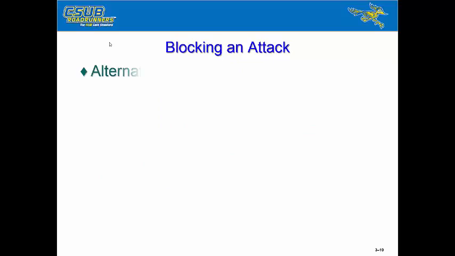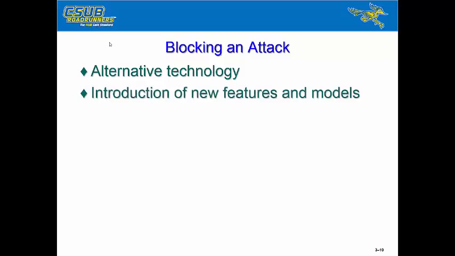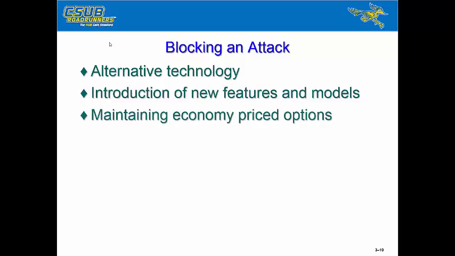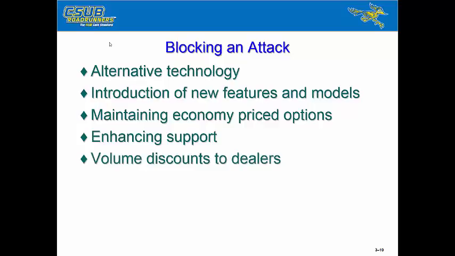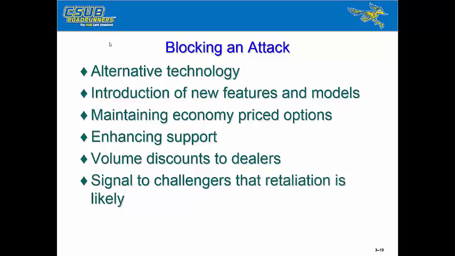So methods for blocking an attack: alternative technology. So these are reasons and strategies for going on the defensive. If you have an alternative technology, that's a way to block an attack. Introducing new features and models to your products is a way of blocking an attack. Maintaining economy-priced options is a way of blocking attack. Enhancing support. Volume discounts to dealers. And signaling to challengers that retaliation is likely.